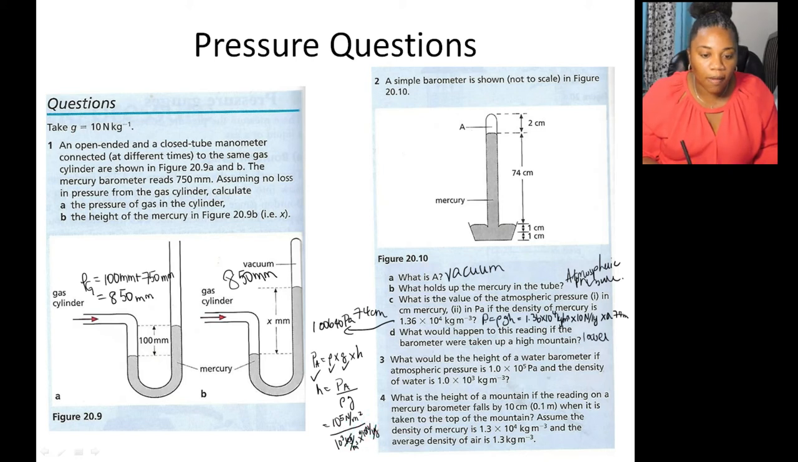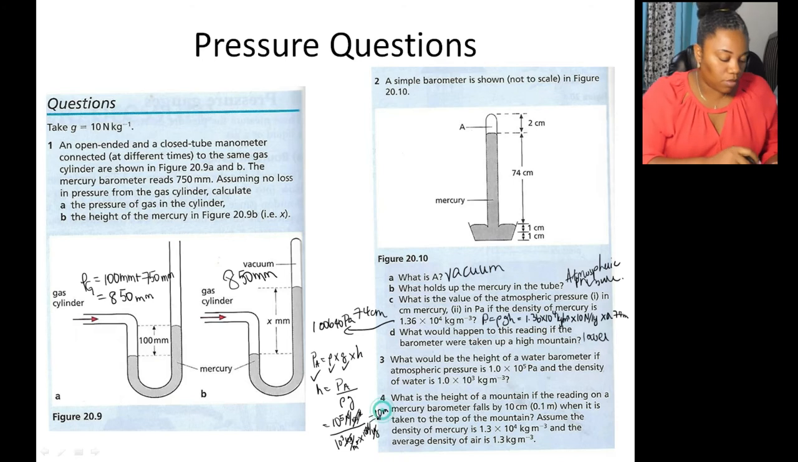So we're looking at meters. So therefore, it's going to be 10, because this would be 10 to the 4. So 10 to the 5 divided by 10 to the 4 will be equal to 10 meters. So let's divide: 10 to the 5 divided by 10 to the 4. I give you 10.